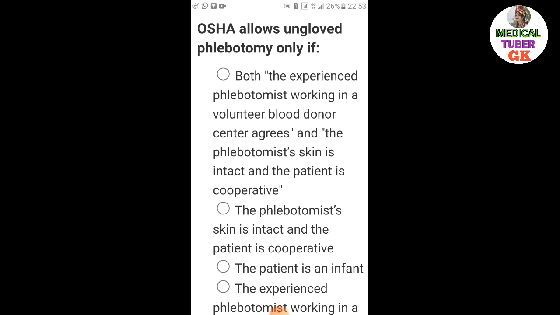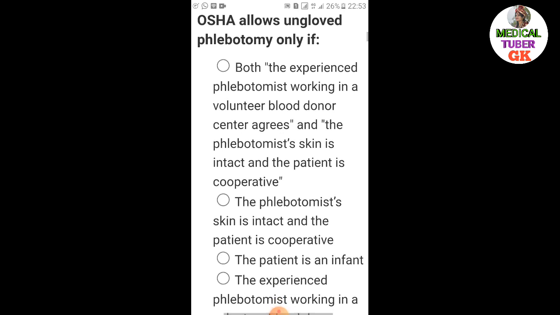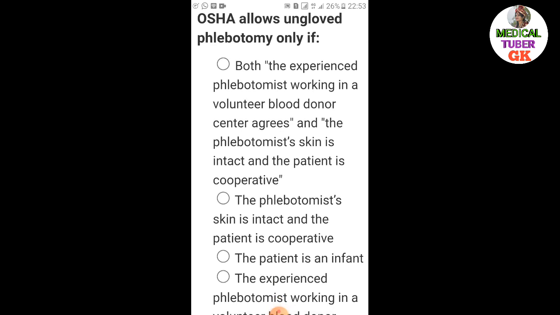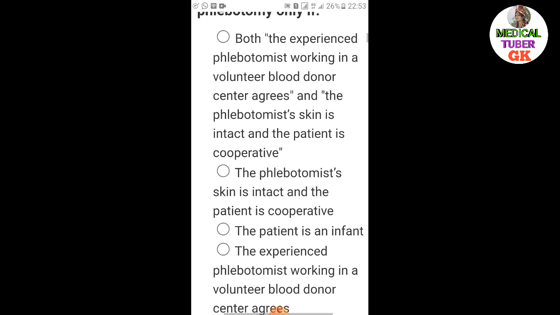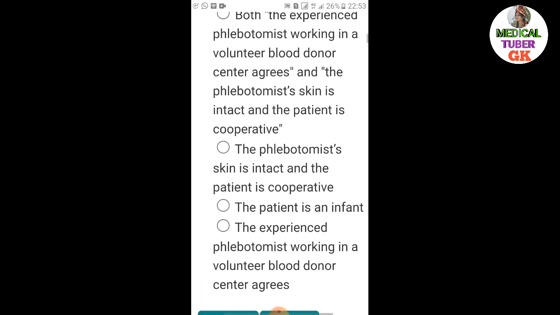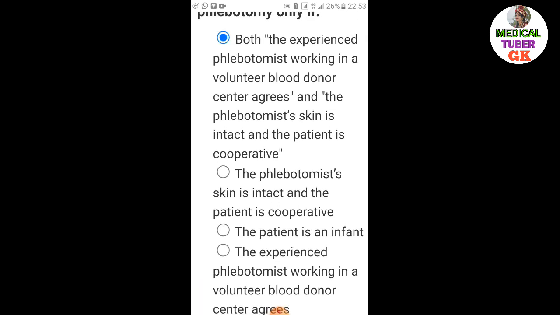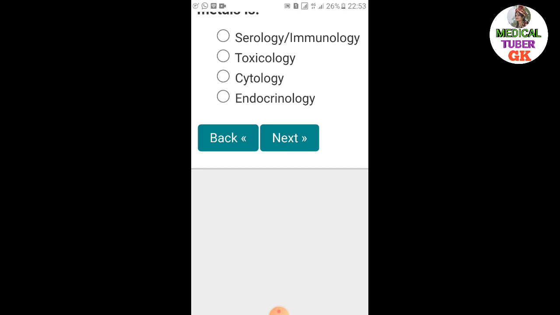And friends, carefully see the correct answer. And this question's correct answer is answer number one: both the experienced phlebotomist working in a volunteer blood donor center agrees and the phlebotomist's skin is intact and the patient is cooperative. This is the correct answer.